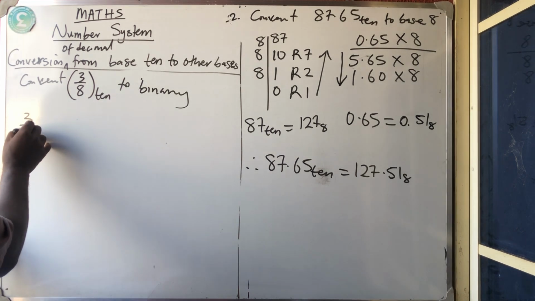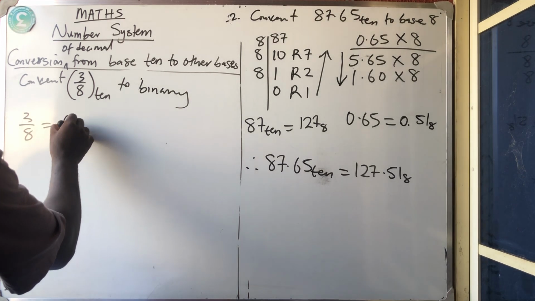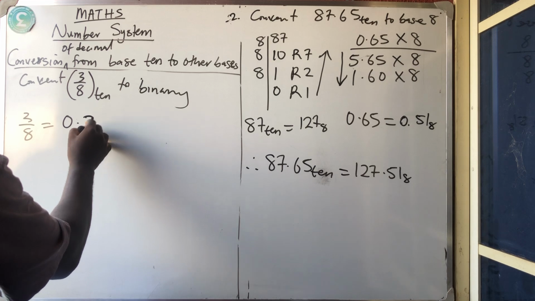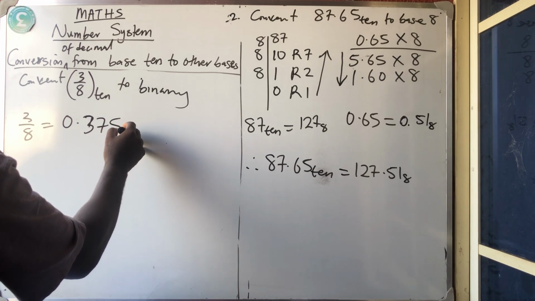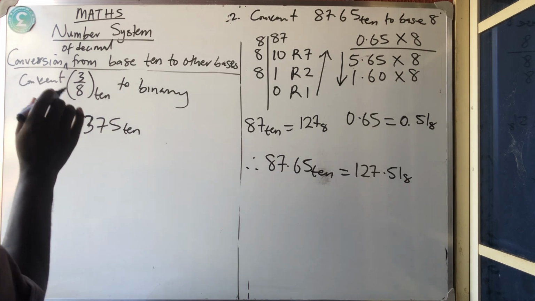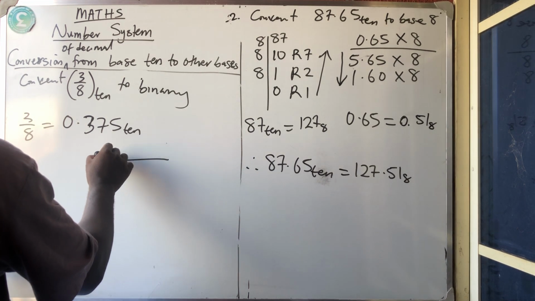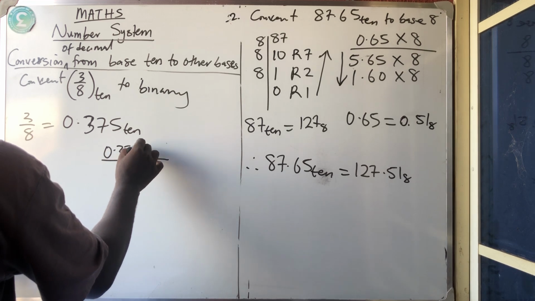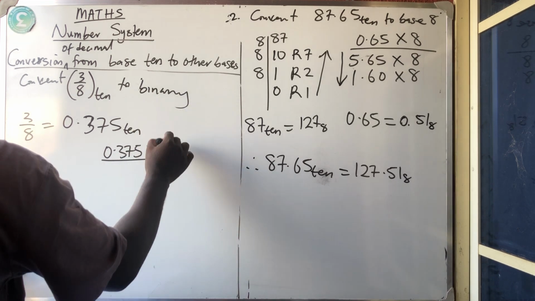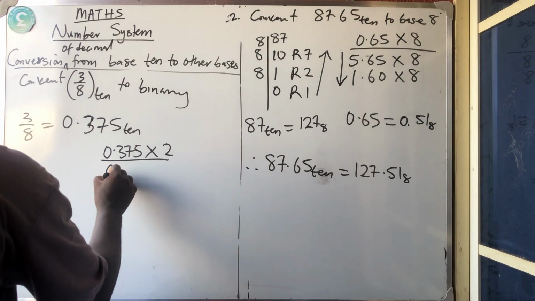First of all, 3/8 should be what? Press it in your calculator. 3 divided by 8, I'm having 0.375 in base 10. Now there is no whole number part, so I'm going straight to the decimal part. I will draw my line and write 0.375 times what? Binary is what? Times 2. So I'm having times 2.